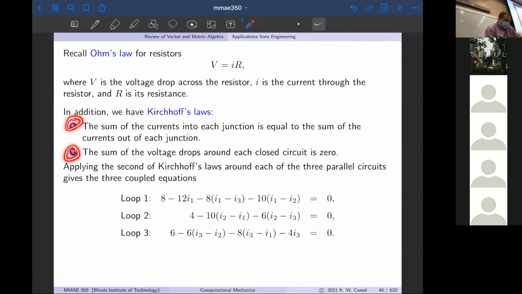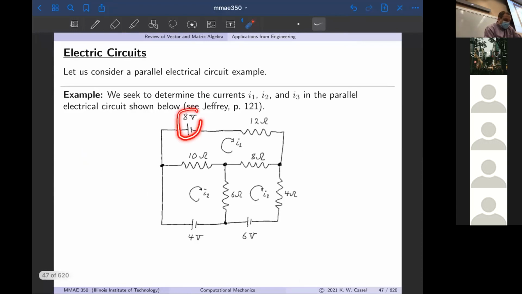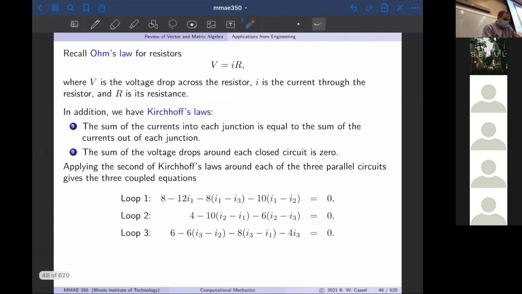The second one says that the voltage drops around each closed circuit must be 0. So I have a voltage rise because I have a voltage source. Then there's a voltage drop here, another voltage drop here, and another voltage drop here as I go around this first part of the circuit, first parallel part of the circuit. Okay, so all the voltages plus, minus, minus, minus all have to add up to 0. So that's a physical law that has to be adhered to.